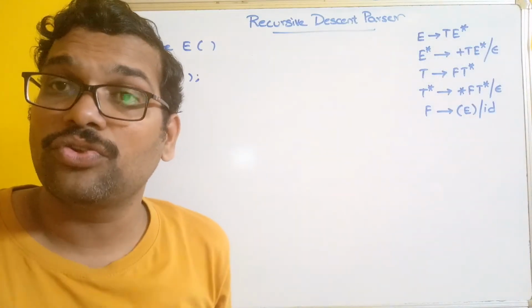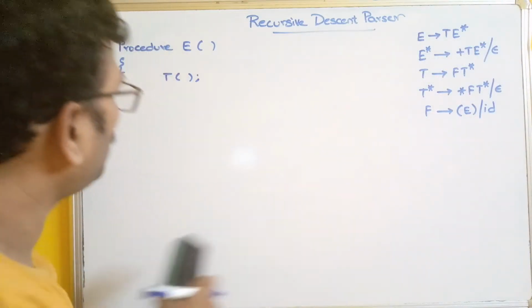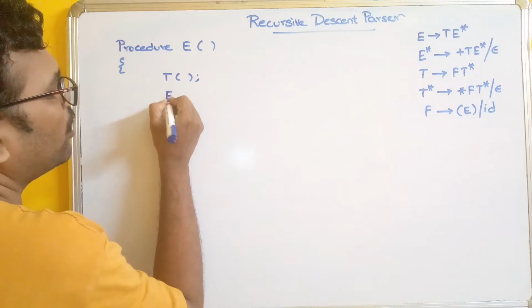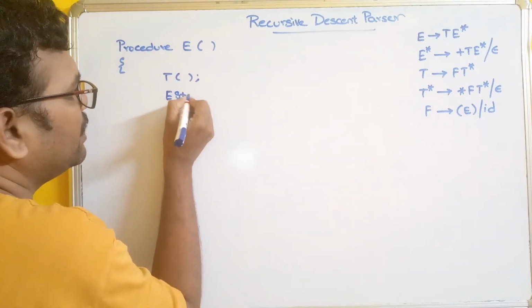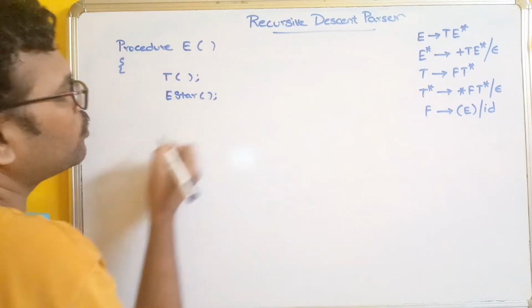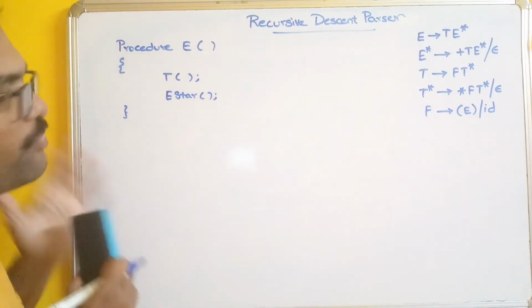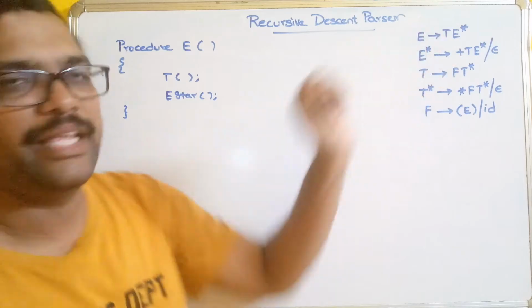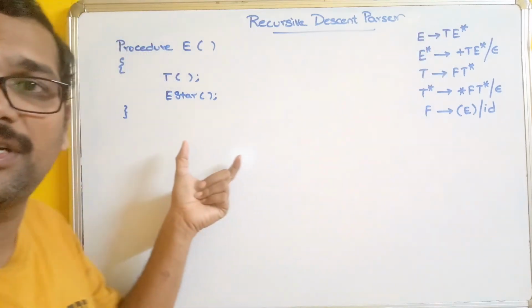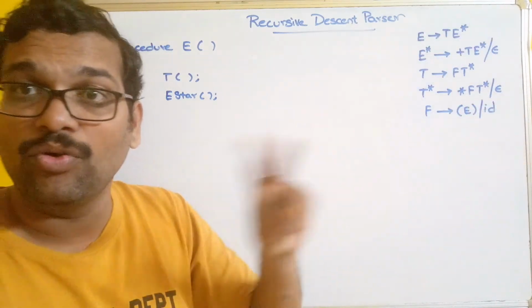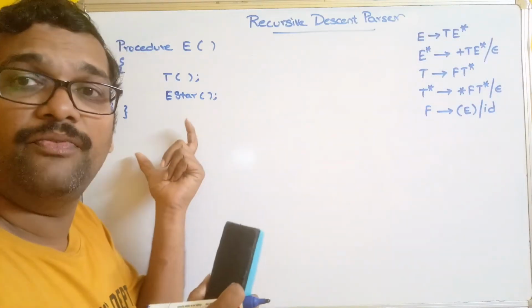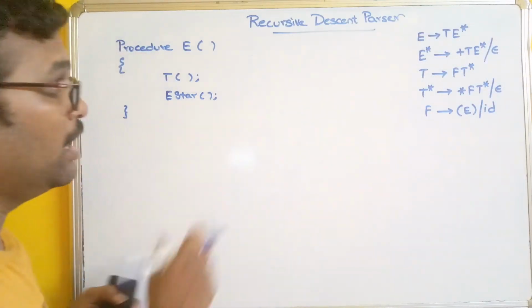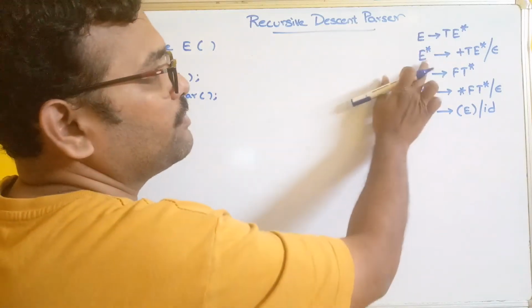Next, E star. E star is also one more non-terminal. So in order to represent the star, I will write E star. So this is the only procedure we have to write for production E, because it has only two non-terminals, T and E star. If these are non-terminals, automatically we have to call their procedures. Now write down the procedure for E star.